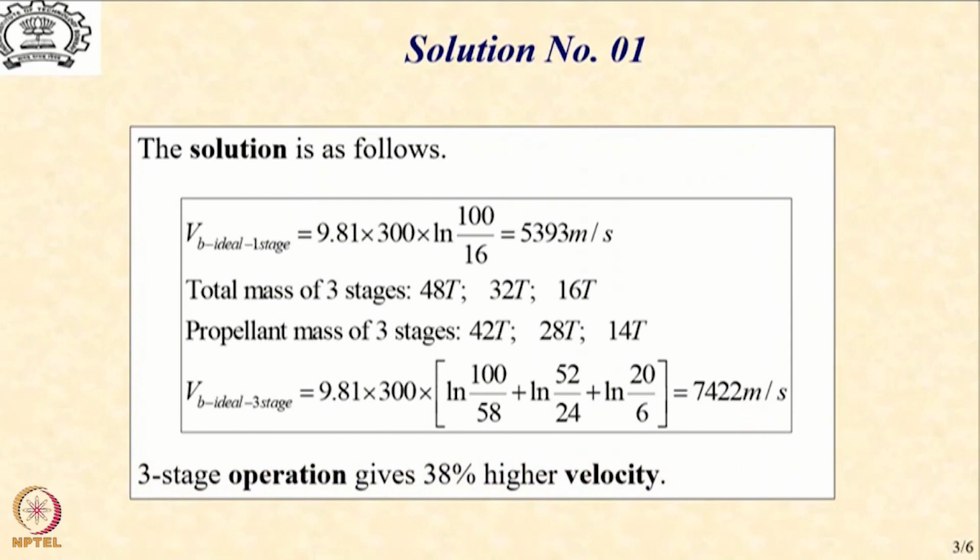So we find that from one stage operation to a 3-stage operation, where the masses are distributed in the ratio of 3 to 1, we get a 38% higher velocity, indicating that a simple multi-staging can result in significant benefit in terms of the total mechanical energy that we can achieve from a given amount of propellant with a given ISP value.